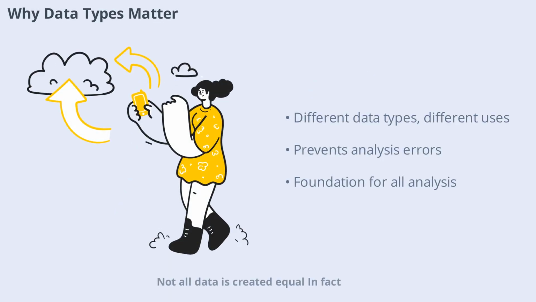Not all data is created equal. In fact, understanding the differences between data types is the first step to successful analysis. Imagine trying to calculate the average of a list of names. It wouldn't make sense. That's why knowing whether your data is numeric, text, or date time is essential. The type of data determines what kind of analysis you can perform and helps you avoid costly mistakes. By the end of this lesson, you'll be able to identify and work with different data types confidently, setting a strong foundation for your analytical journey.